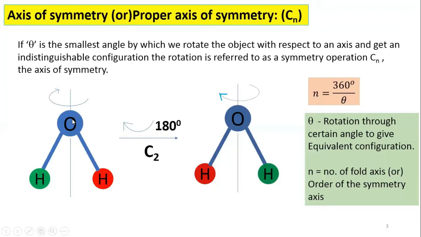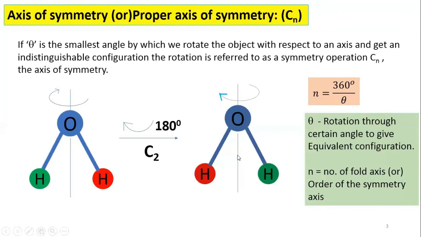So here is the water molecule, bent shape, planar in nature. An axis is taken perpendicular to the plane of the molecule, passing through the oxygen atom. Here a rotation through an angle of 180 degrees is performed. Since 360 by 180, n will be equivalent to 2. So it is said to be a two-fold axis of symmetry, and it is represented as C2. You could see that the configuration is indistinguishable from the original one.